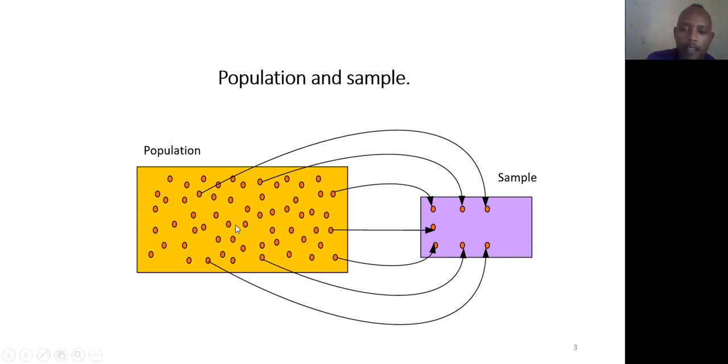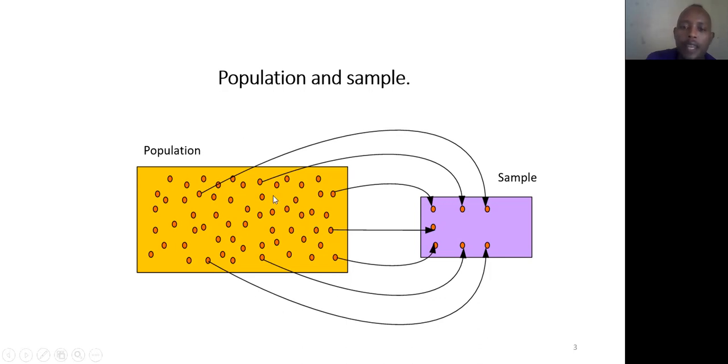Firstly, collecting information on all elements or on all the parts of those dots, that is called a census. And the second option is selecting some dots. Look here, selecting some dots that represent the characteristics of the population is called a sample. That selected part or subset of the population that represents the characteristics of the population is called a sample.